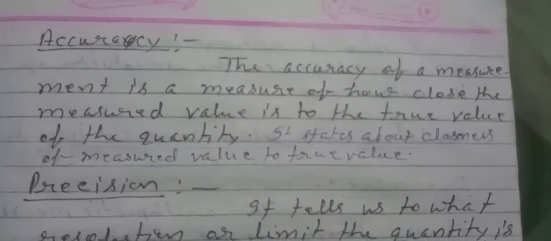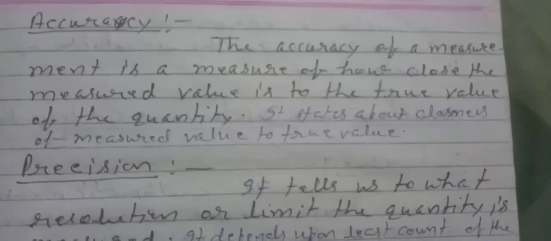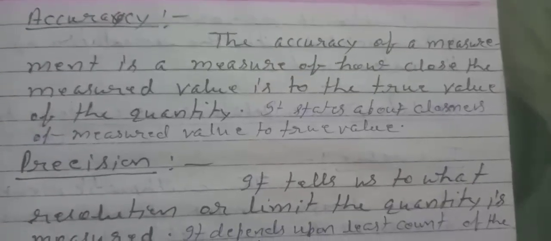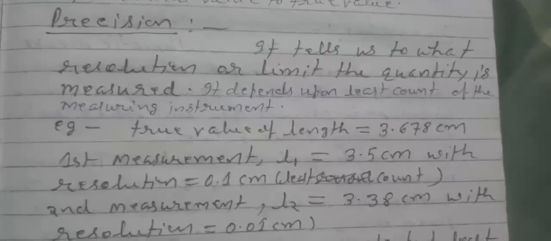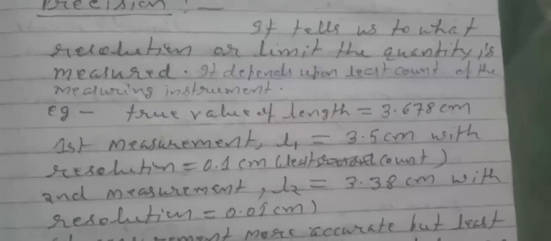Accuracy. The accuracy of a measurement is a measure of how close the measured value is to the true value of the quantity. It states the closeness of the measured value to the true value. Precision. It tells us to what resolution or limit the quantity is measured. It depends upon the least count of the measuring instrument.